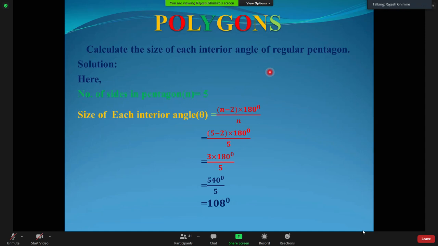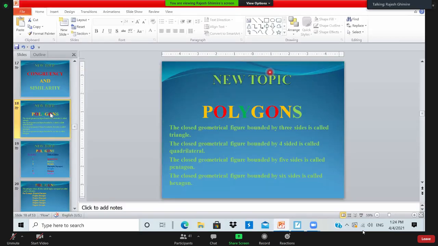Okay dear students, the hexagon question. Let's calculate the size of each interior angle of a regular hexagon.